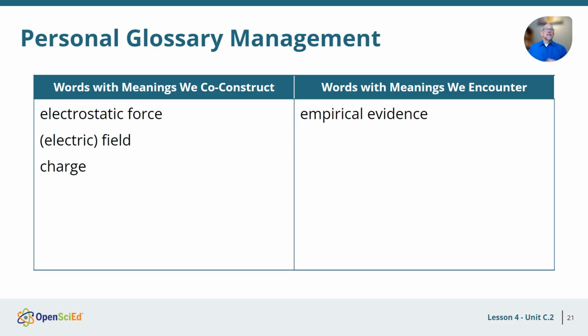As mentioned, several key words will come up in this lesson worthy of adding to their personal glossaries. Co-constructed words are words we come to as a class through agreement on their definitions. The definition of empirical evidence is addressed in the C1 polar ice, but if you've not completed C1, be sure to define it here.